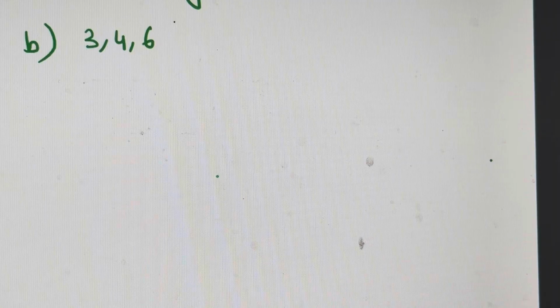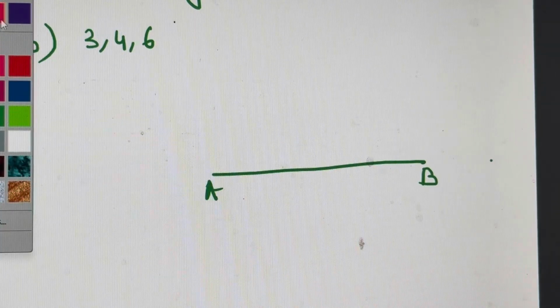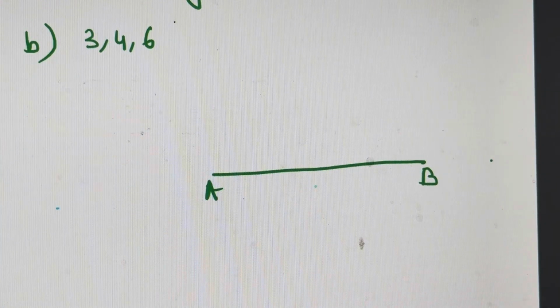A. Now we'll do B. In B, the side lengths are 3, 4, 6. Right? So here again we take the largest, the greatest side as the base length. So we take this as 6 centimeter. We mark it as A and B. You can give any names to the points. Now, so this is 6 centimeter.